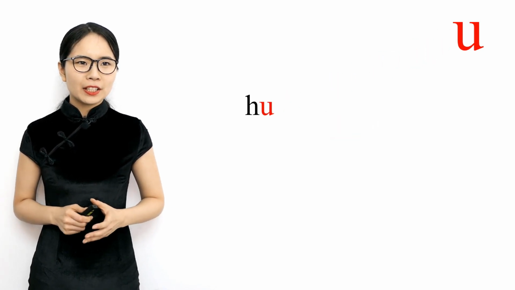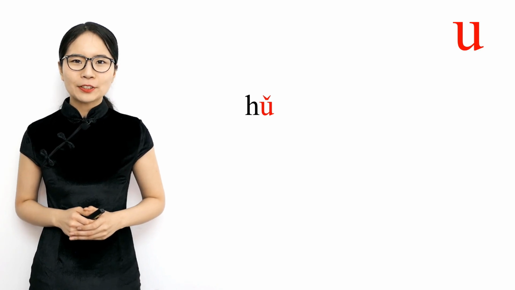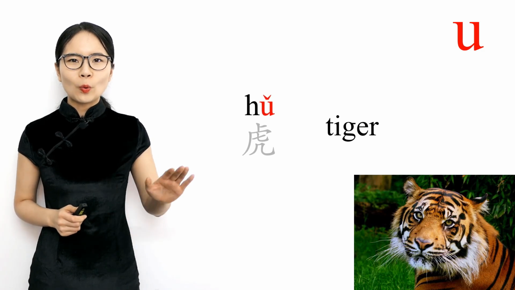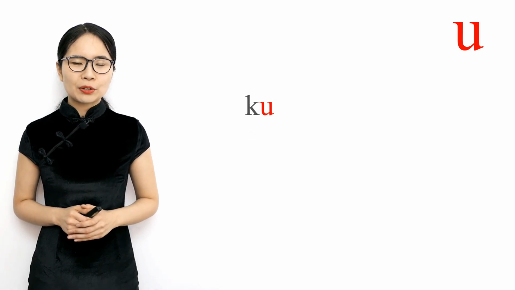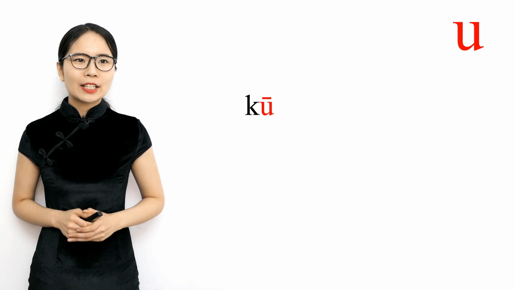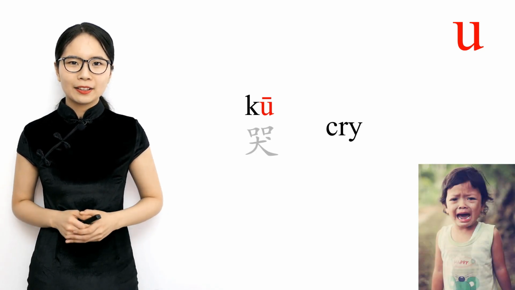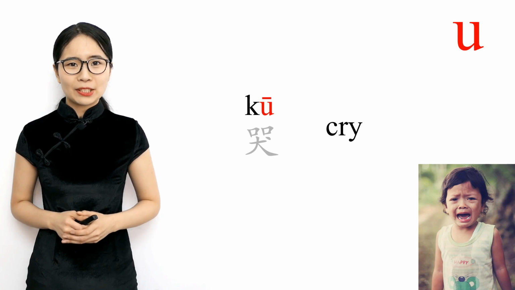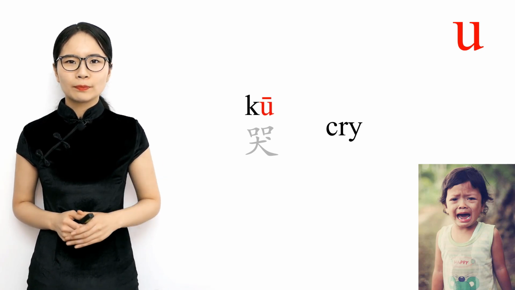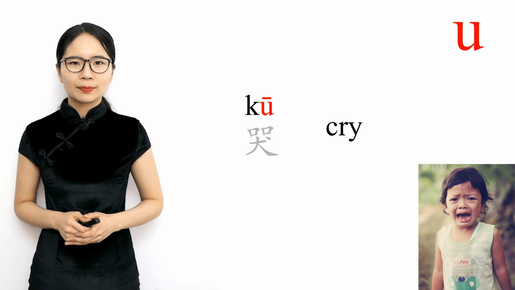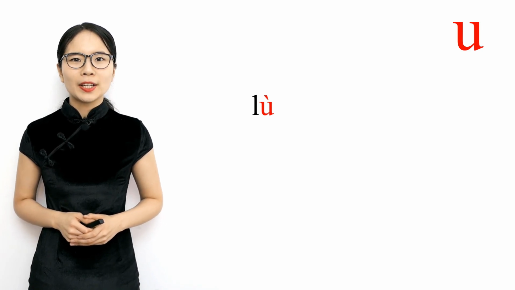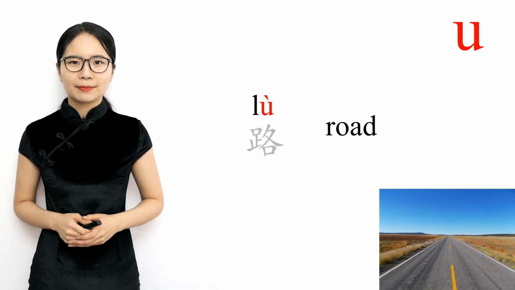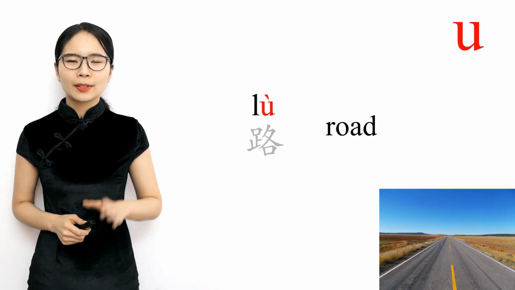Adding the initial h and the third tone, the falling rising tone, we get the word 虎, which means tiger. 虎, 虎. Switching to the initial k and the first tone, we get 哭, which means cry. Oh, this poor child. Please repeat after me. 哭, 哭. And if I use the initial l and the fourth tone, I get the word 路, which means road. 路, 路.